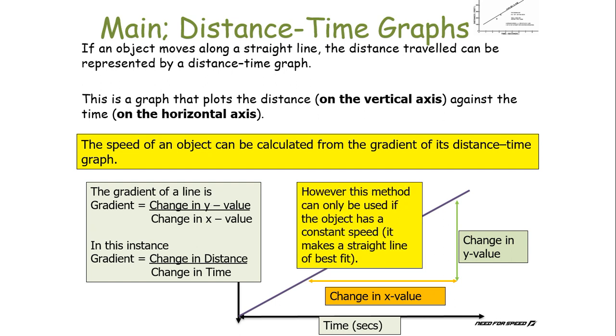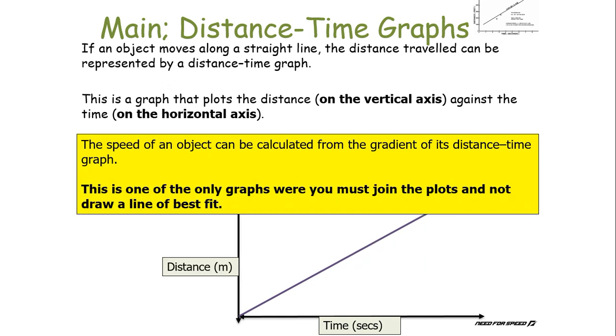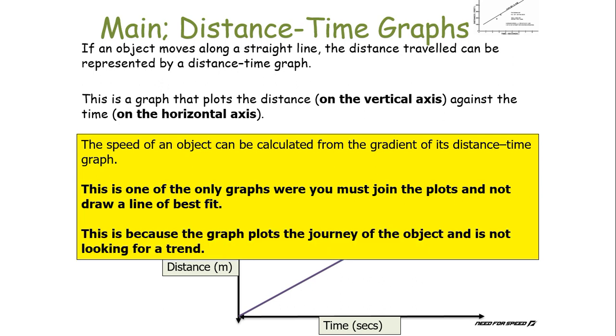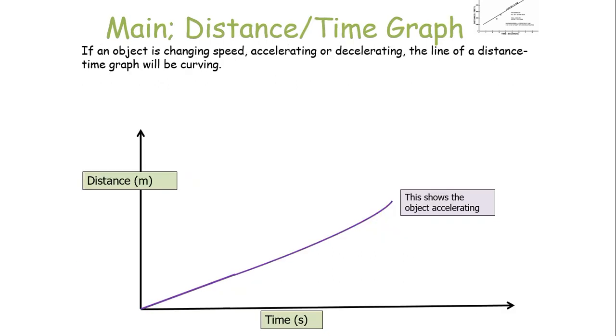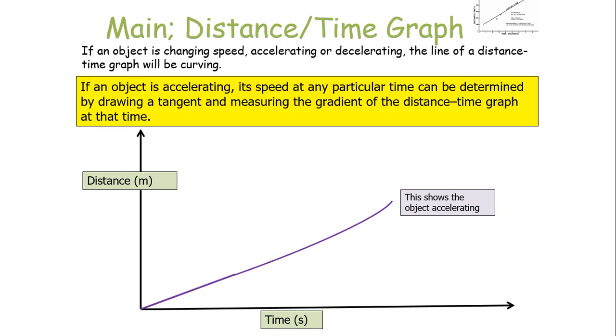But this method can only be used if the object has a constant speed, because you need a straight line of best fit to make a gradient triangle. Now, like we said before, it's one of the only graphs where you must join the plots and not draw a line of best fit, because you're plotting the journey of an object and you're not looking for a trend. Now, if an object is changing speed, it's accelerating or it's decelerating, the line of the distance time graph will be curving, as shown like this. So a line curving upwards shows the object accelerating.